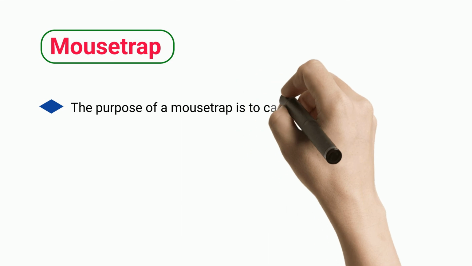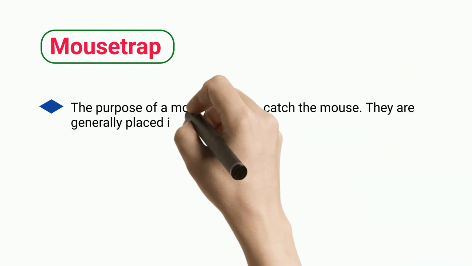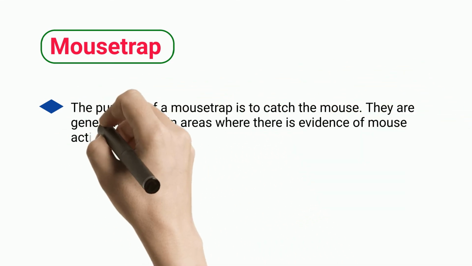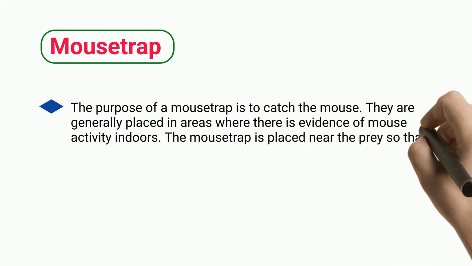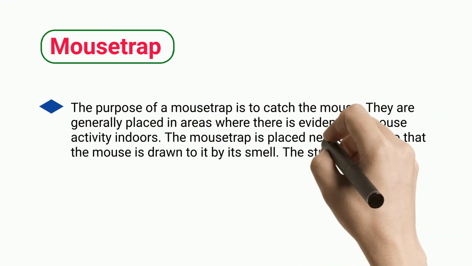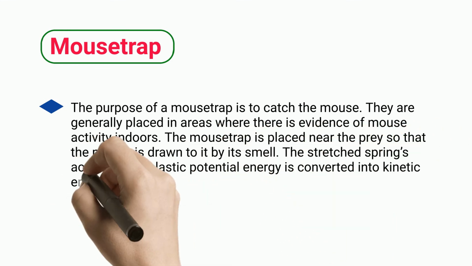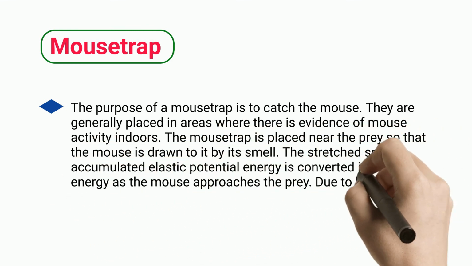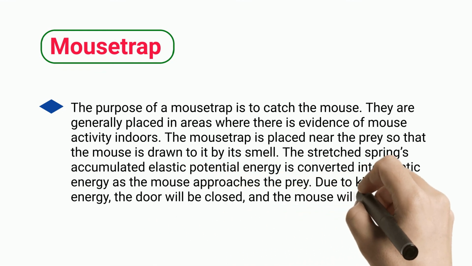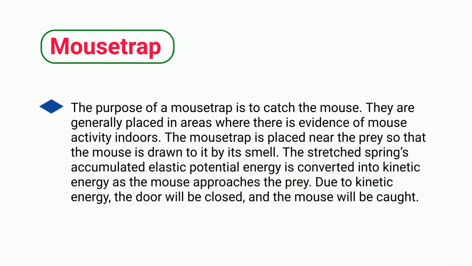Mousetrap. The purpose of a mousetrap is to catch the mouse. They are generally placed in areas where there is evidence of mouse activity indoors. The mousetrap is placed near the prey so that the mouse is drawn to it by its smell. The stretched spring's accumulated elastic potential energy is converted into kinetic energy as the mouse approaches the prey. Due to kinetic energy, the door will be closed and the mouse will be caught.